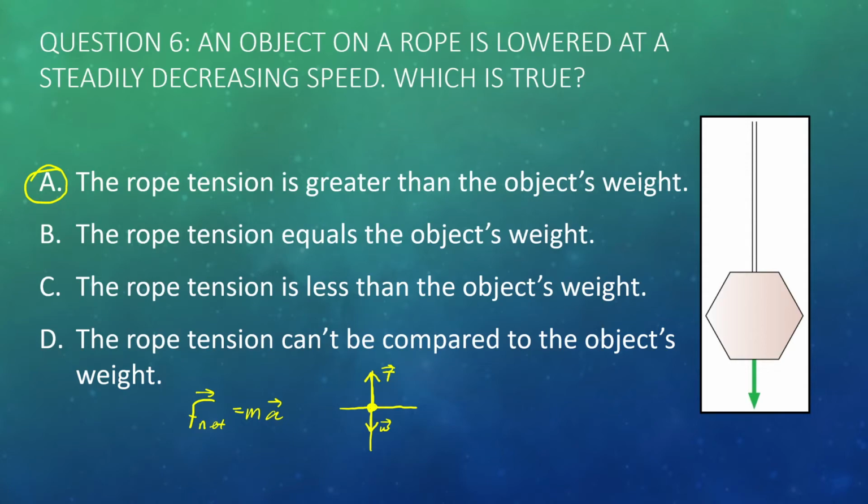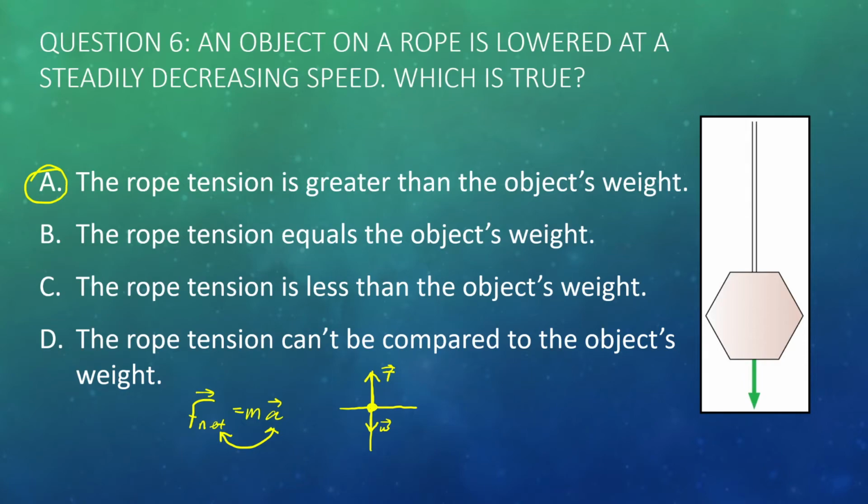So again, be careful. This is not very easy for a lot of students. We are slowing down while moving downward, which means because we're slowing down, acceleration points in the opposite direction, or upward. And based on our concept of the relationship between F and a, if acceleration is pointing upward, so does the net force. So whichever force is pointing upward also has to be the larger force. That's the tension force. So the answer is A.